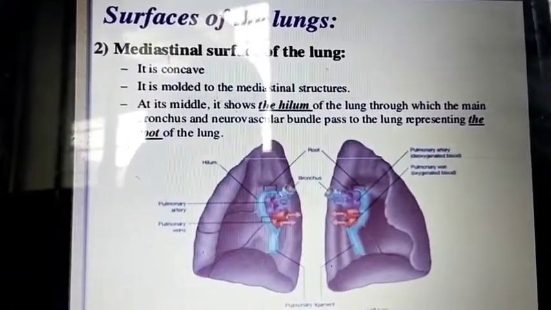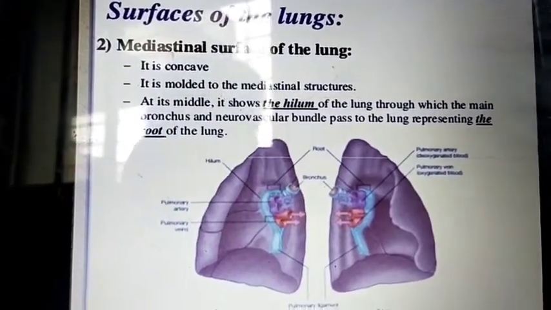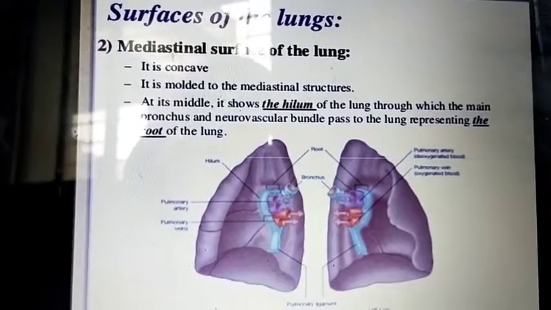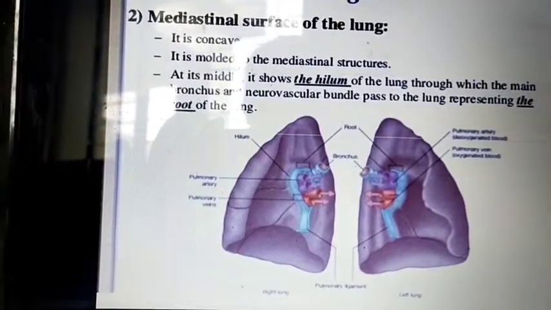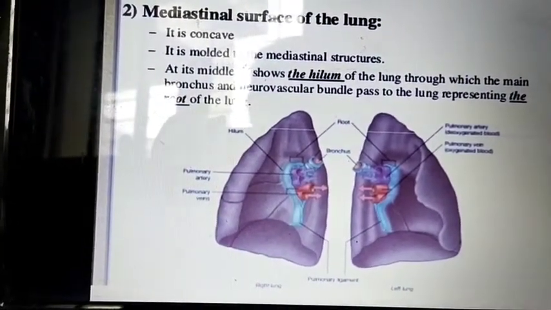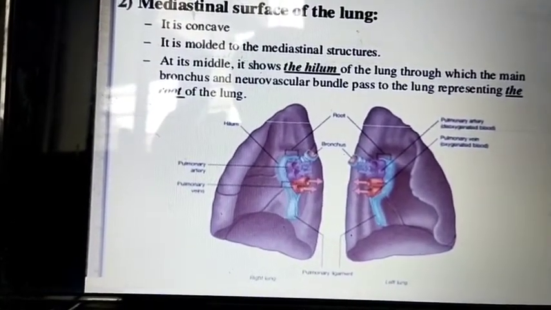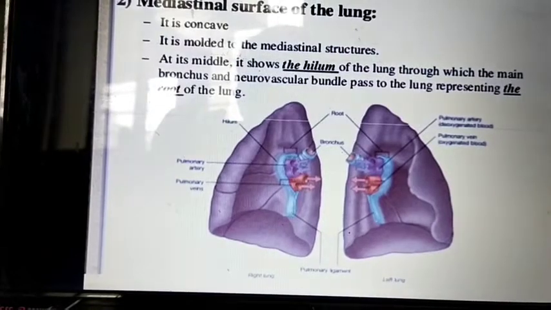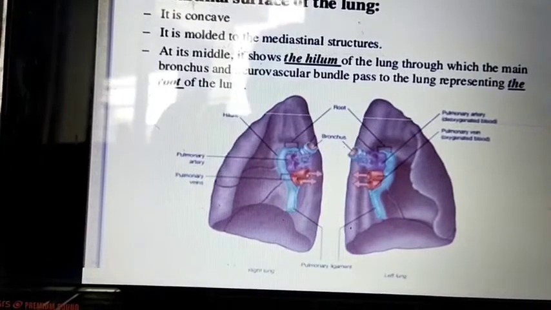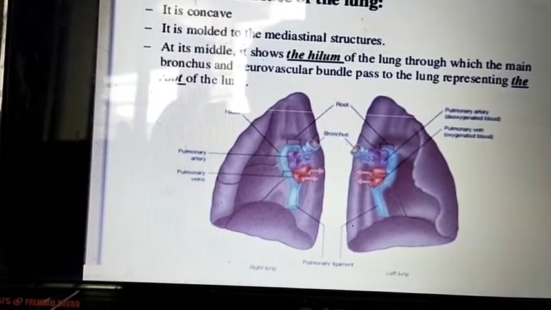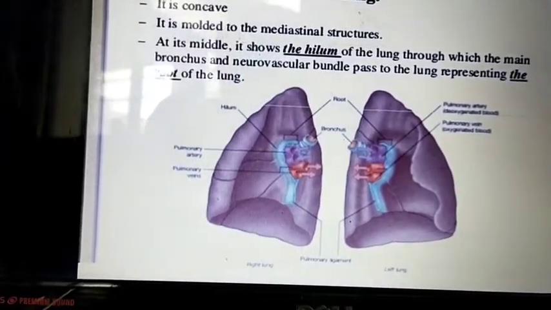Then the mediastinal surface of the lung. How is it? It is concave. The costal surface is convex and the mediastinal surface is concave. Why is it concave? It is directed against the mediastinum, and on this surface the hilum is present, from which some structures enter and leave. That is why it is concave.